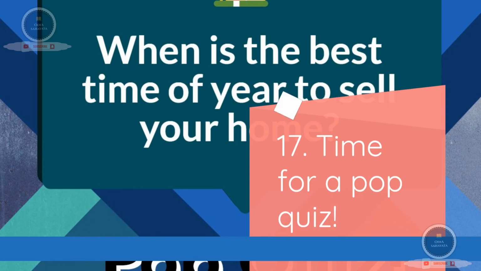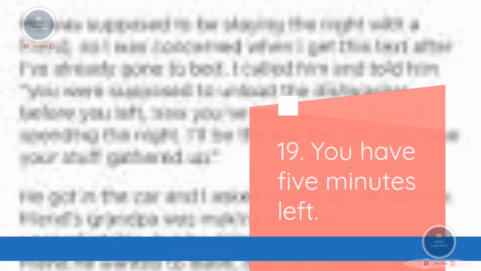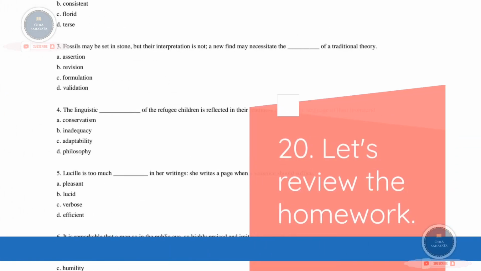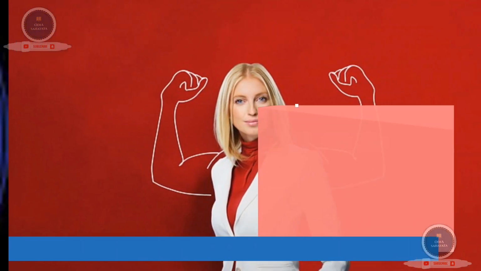17. Time for a pop quiz. 18. Hand in your assignments. 19. You have 5 minutes left. 20. Let's review the homework. 21. We will have a test on Friday.